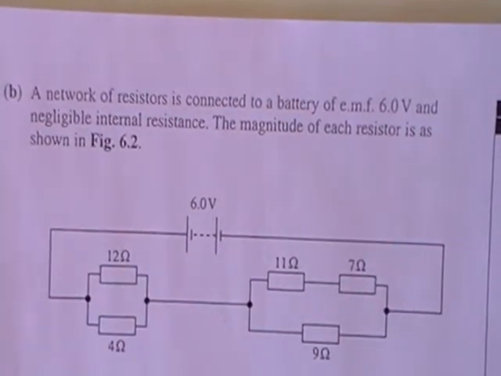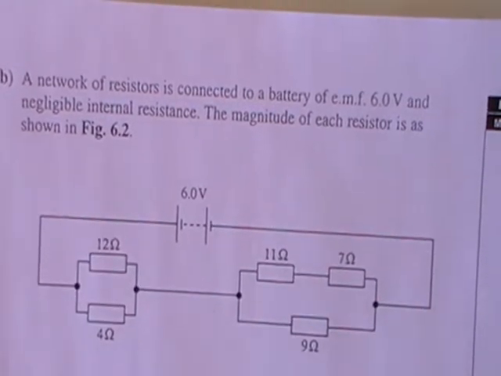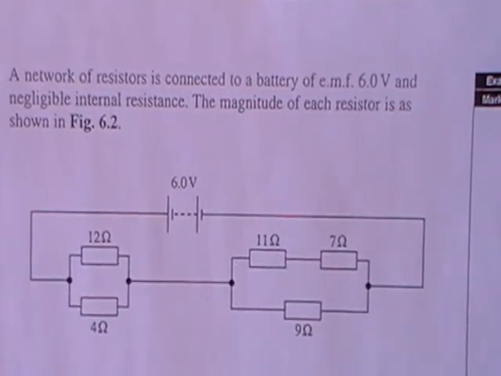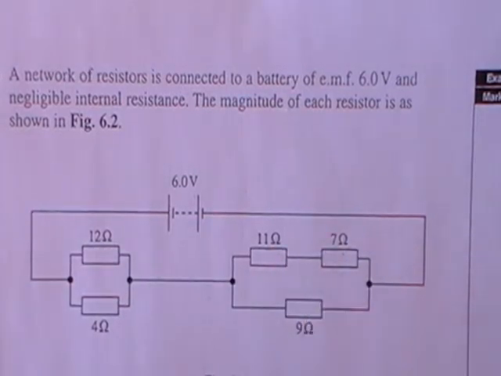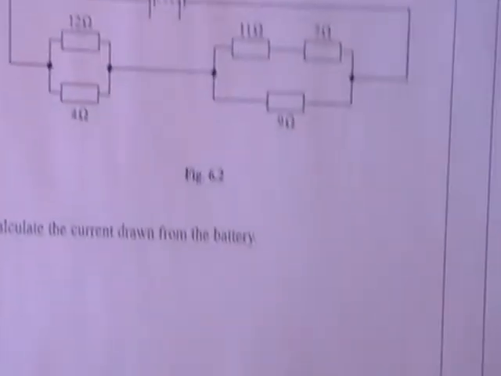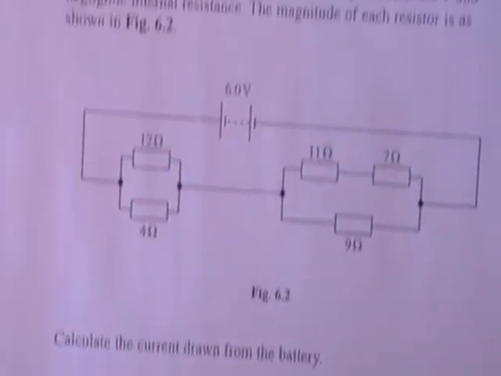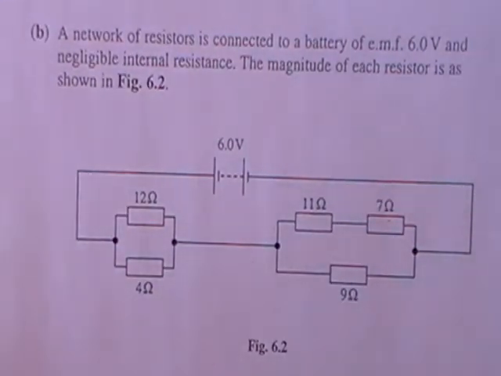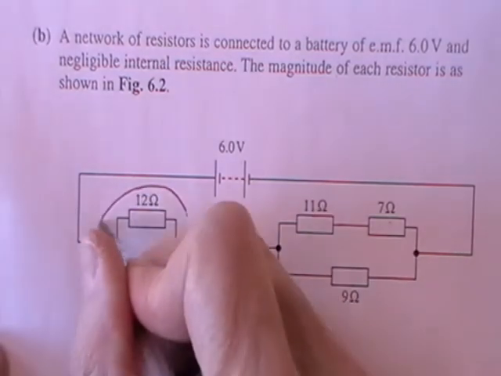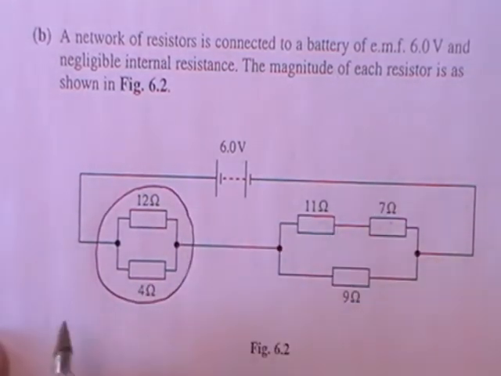part B. A network of resistors is connected to the battery of EMF 6 volts and negligible internal resistance. The magnitude of each resistor is as shown in figure 6.2. And so you've got a 6 volt power supply, a 12 ohm and a 4 ohm resistor here, an 11, a 7 and a 9 ohm resistor here. And it just says calculate the current drawn from the battery. So that's a simple calculation. We first of all have to find the resistance of this parallel bit.